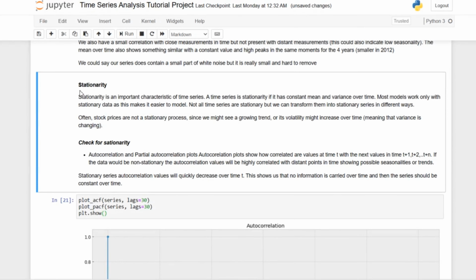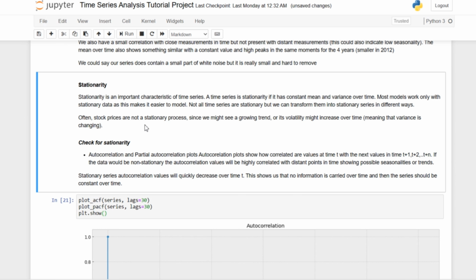Next is identifying whether the data points collected are stationary or non-stationary. It's an important characteristic of time series, guys. A time series is stationary if it has constant mean and variance over time. Most models work only with stationary series, so that's why we are trying to find out whether our data set is stationary or non-stationary. For example, stock prices are not stationary, since we might see a growing trend at some time and a change in the trend at another.